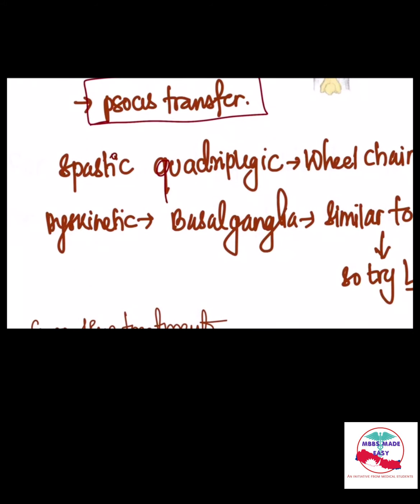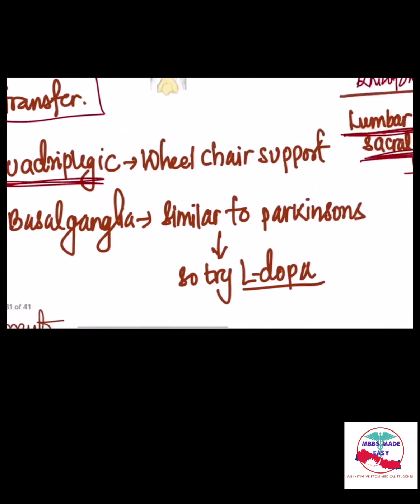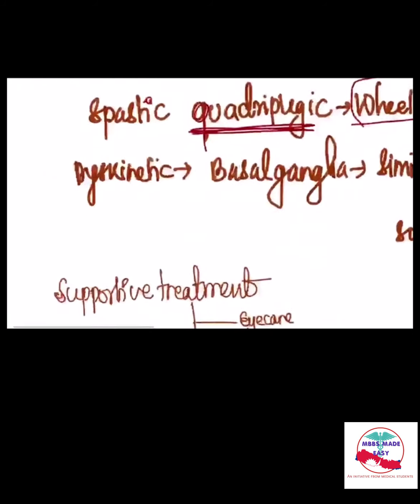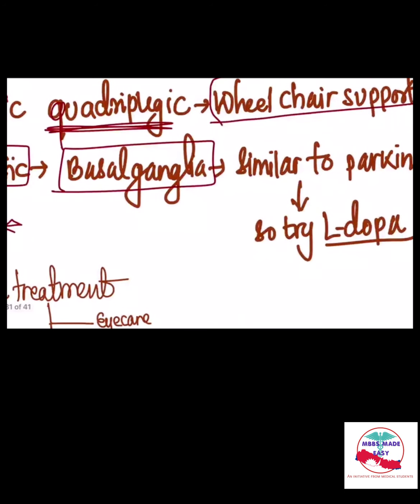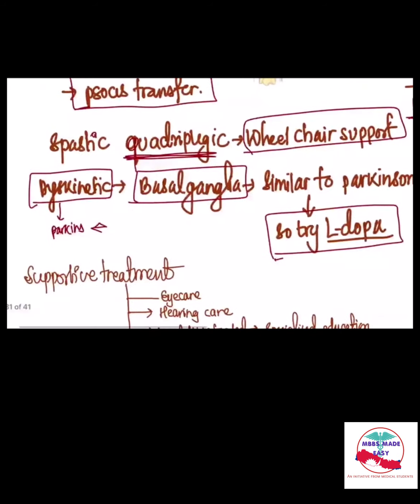In spastic quadriplegic type of cerebral palsy, often the child will be completely unable to walk because it's the most severe, and you will have to provide wheelchair support, right? Now if the child has dyskinetic type of cerebral palsy, like Parkinson's type of disease, the treatment is also Parkinson's type of treatment. You will try to stabilize the basal ganglia by providing dopamine. So you will try with levodopa. Often a response is not seen, but in some cases a response can be seen. So a trial of levodopa can be tried in dyskinetic type of cerebral palsy.